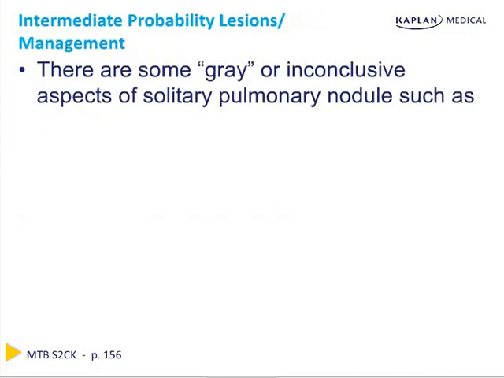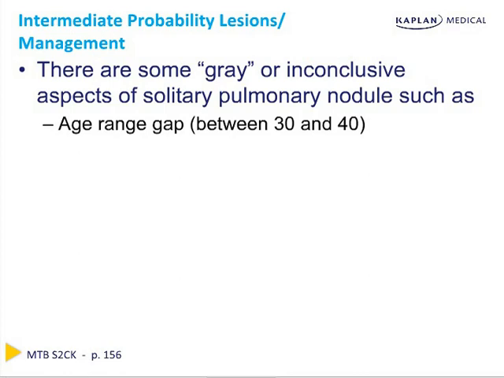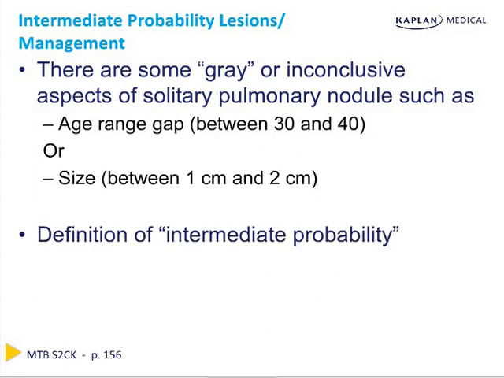Where the management of a solitary pulmonary nodule becomes more difficult is in the situation of an intermediate or gray area lesion. These have some inconclusive aspects with regard to whether they are benign or malignant. For example, a patient with an age in that gap between 30 and 40. It's tough to decide whether they're more likely to be benign or malignant. Likewise, the size between 1 and 2 centimeters is also tough to figure out. So, we define these patients as intermediate probability.